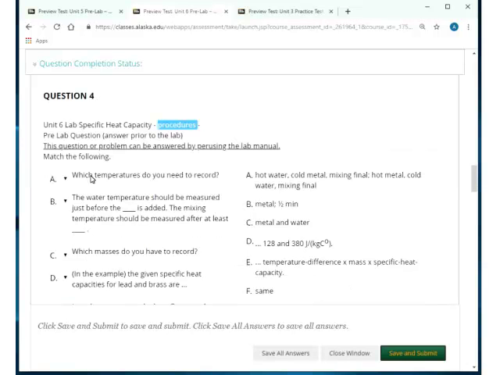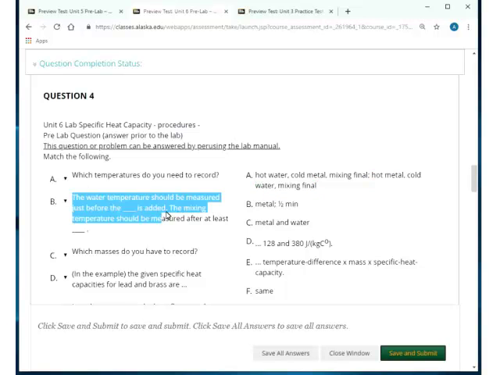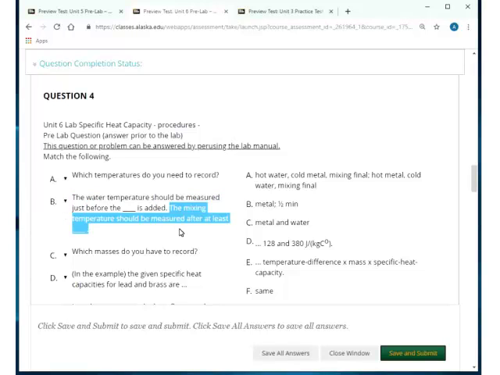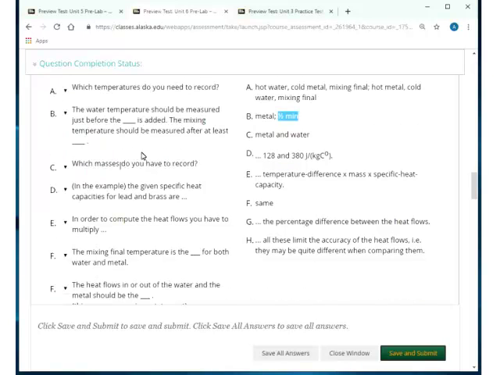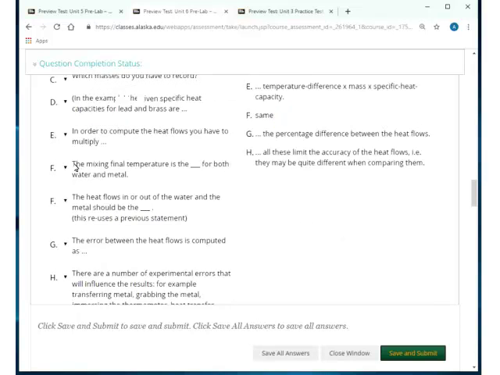Same lab procedures. Which temperatures do you need to record? Hot water, cold metal, mixing final temperature, and then when you do it the other way around, hot metal, cold water, mixing final temperature. The water temperature should be measured just before the metal is added, and the mixing temperature should be measured after at least half a minute to allow enough time for the heat to flow from one material to the other. And you can read through the remaining here yourself, except I'm going to do these two here.